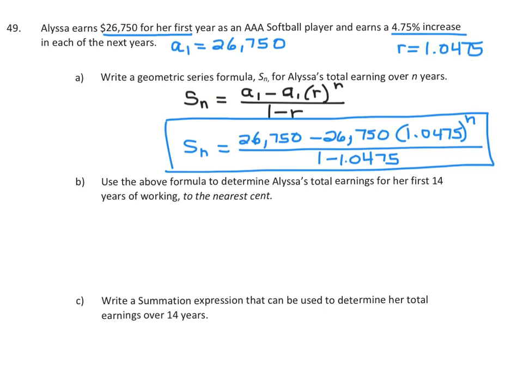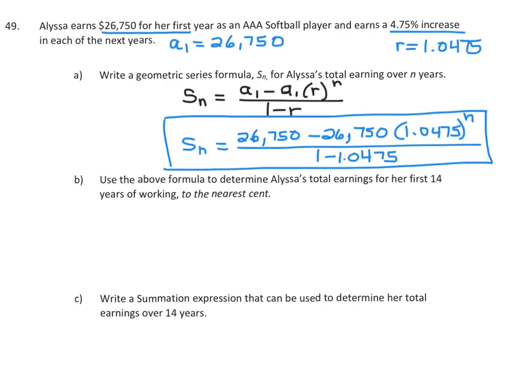All right, so in part A, they just wanted us to write a geometric series formula. So this is the setup of the formula. And they wanted it over the first n years. So we're leaving these n's, right? We want it in terms of n. And you're just replacing the a sub 1's as well as the r's. So this is the answer for part A.